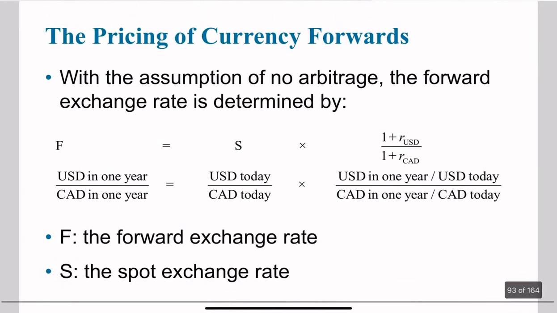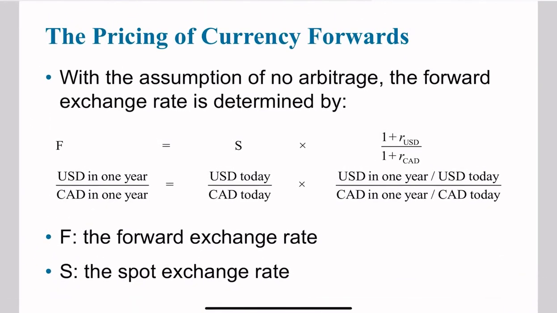Okay. Next, we discuss the pricing of currency forwards. If you look at the formula, it looks pretty simple, but it's actually quite confusing. So let's look at this formula here. Now let's assume there is no arbitrage, and in this case, the law of one price will hold. So under the assumption of no arbitrage, the forward exchange rate will be determined by the following formula.